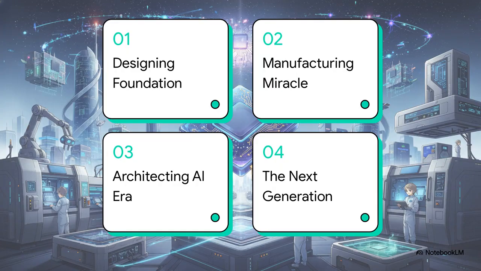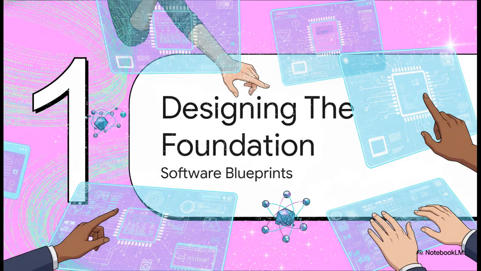Here's our roadmap. 1. Designing the foundation. 2. The manufacturing miracle. 3. Architecting the AI era. And 4. The next generation. We're taking the full trip today, from open source software toolkits all the way down to extreme lithography and up through advanced packaging. Let's get to it.